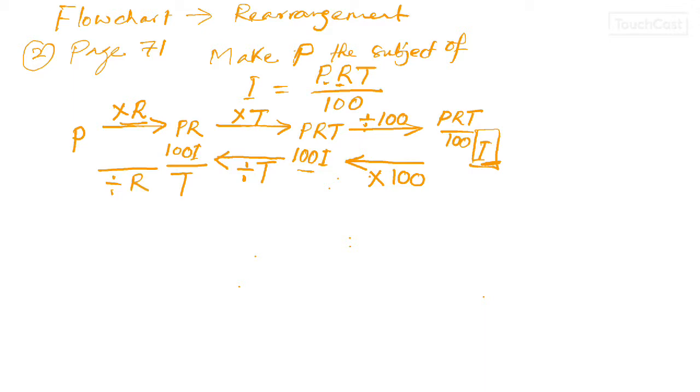So finally, the P should be equal to 100I over T, and I'm going to divide it by R. So the final answer is P equals 100I over TR or RT. RT would be better, I think. So I'm going to write it RT. And that's it. See that?